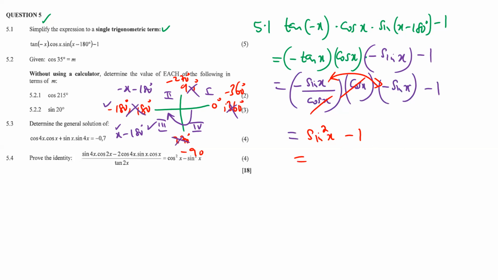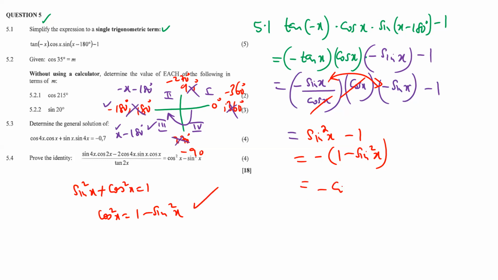So this one you can factor out negative, and then have 1 minus the trigonometric sine squared of x. But you remember that sine squared x plus cosine squared x is 1, which means cosine squared x is 1 minus sine squared x. So in other words, 1 minus sine squared is cosine squared. So this is minus cosine squared x. So this is the answer. This is the answer. 5 marks.